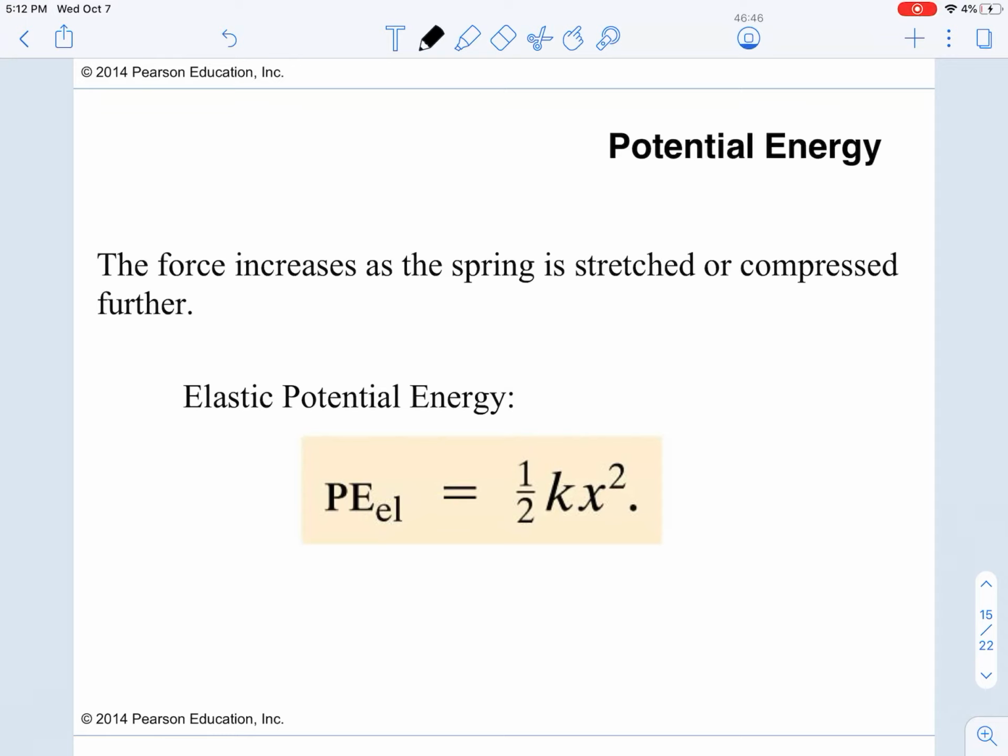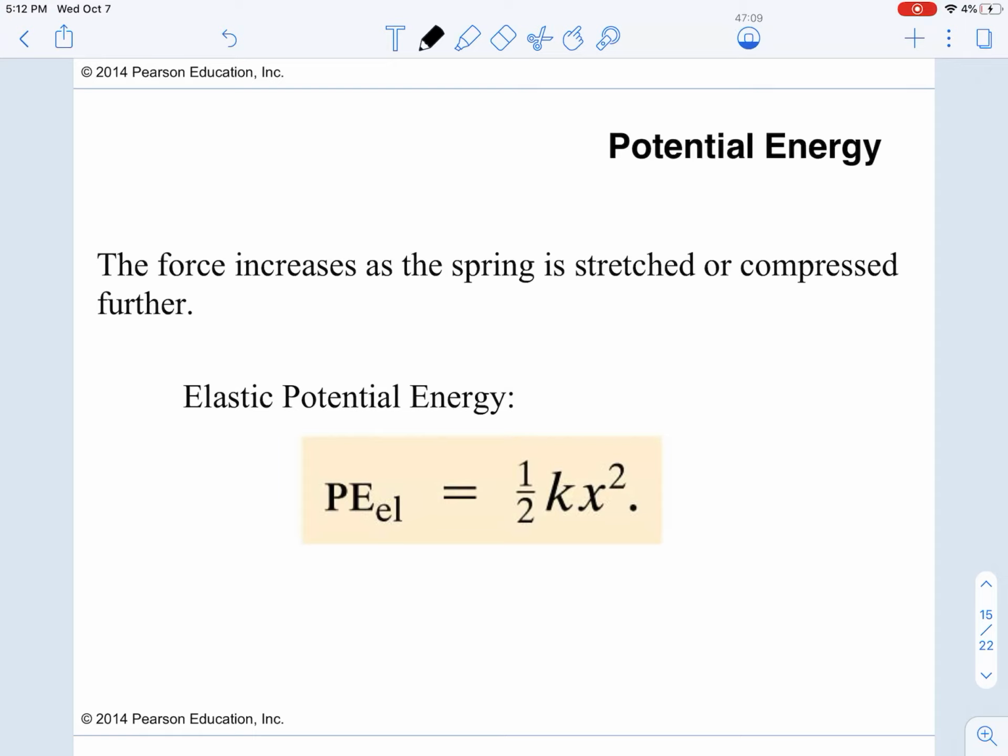PE elastic is equal to 1/2 kx squared. And so this is the formula that's going to tell us how much elastic potential energy a spring has because it is compressed or stretched, and it's also dependent upon the strength of that spring. All right, so this takes us to our last thing that we need to cover.